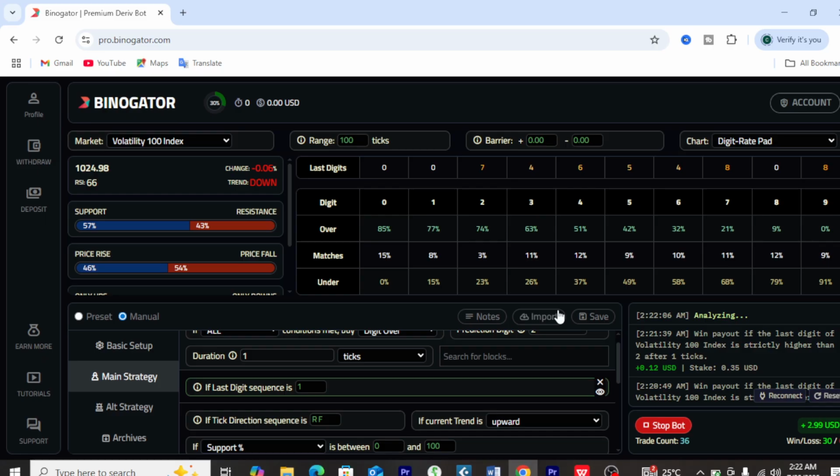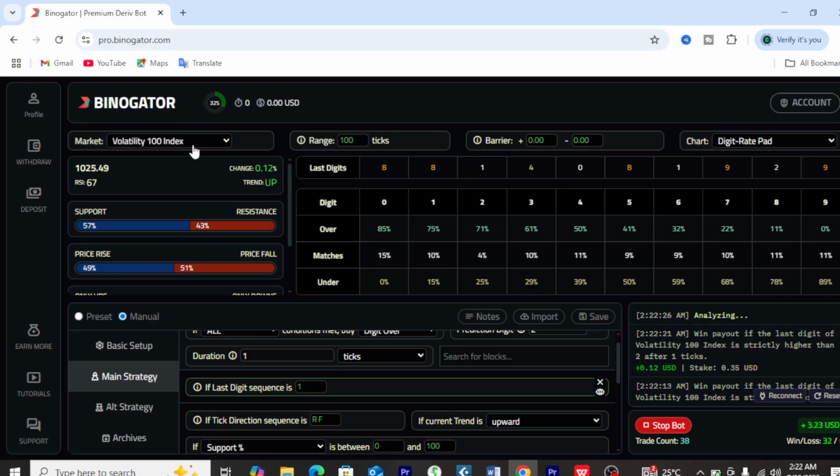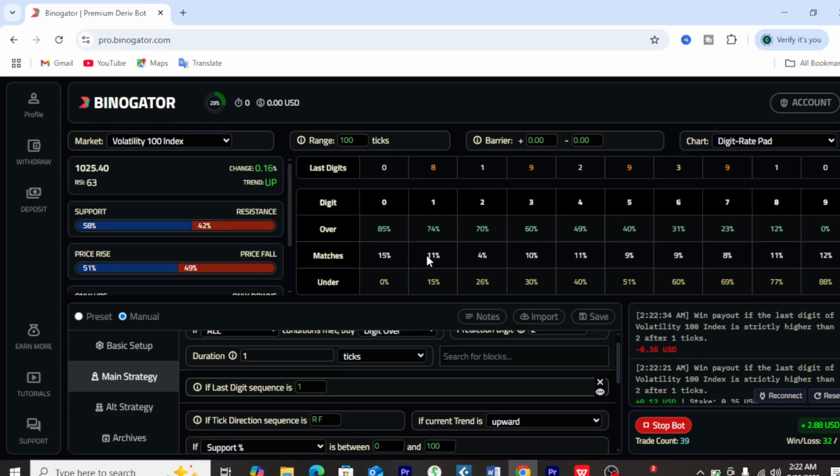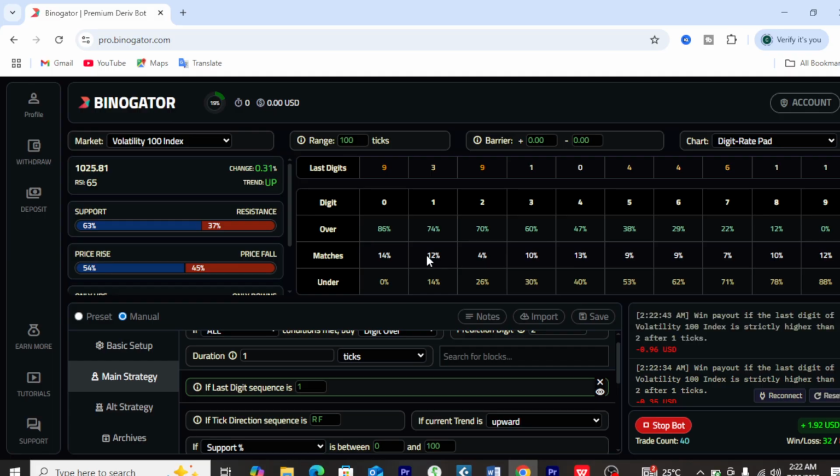For this particular strategy, you don't need to change markets that frequently. You can stay in one market for this particular strategy, and then maybe if you need to change the market, you need to go to a market where the percentage of matches is higher than 10, at least 10. But for this particular strategy, you don't need to change markets that much. So that is what I need to add for the strategy.